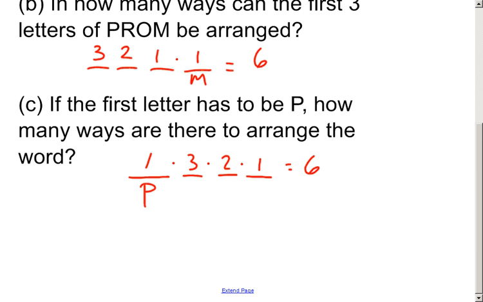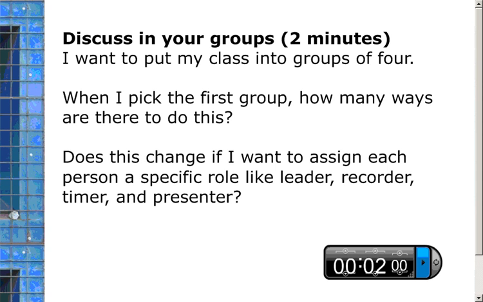And what we're going to do, actually, I'm going to have you go into a discussion now. In your groups of four, I would like you to discuss. Oops, wrong slide. There we go. Say I'm putting my class in groups of four. When I pick that very first group of four, I want to know how many different ways there are that I can pick that group of four.